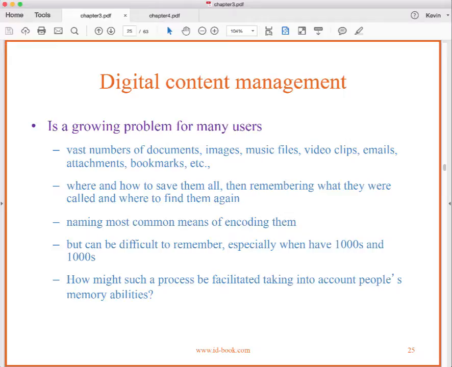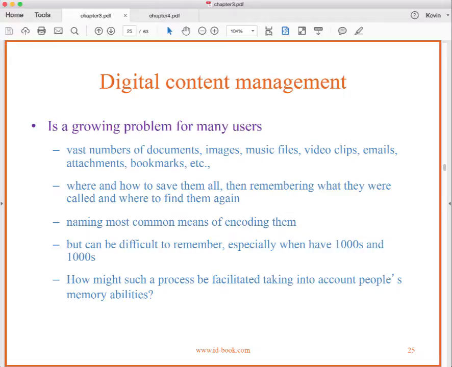Let's talk about digital content management. So, digital content management is a growing, I would say, opportunity for many users, not problem. We have a lot of digital content. We have documents, images, music files, etc. We have to figure out where and how to save them all and remembering where they are, what they're called, and how to find them again.